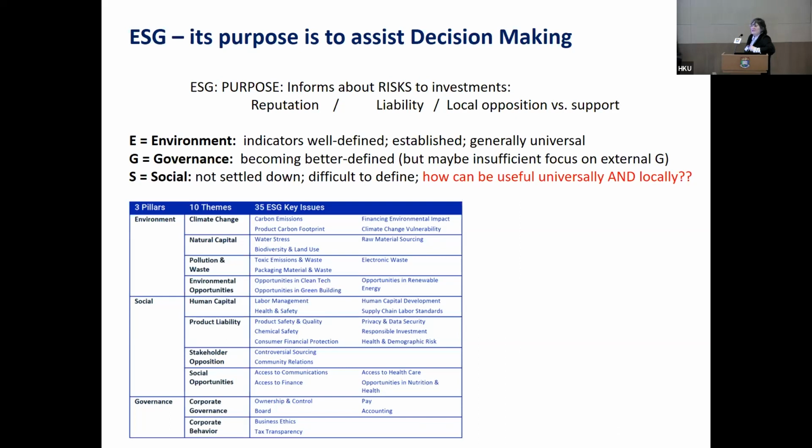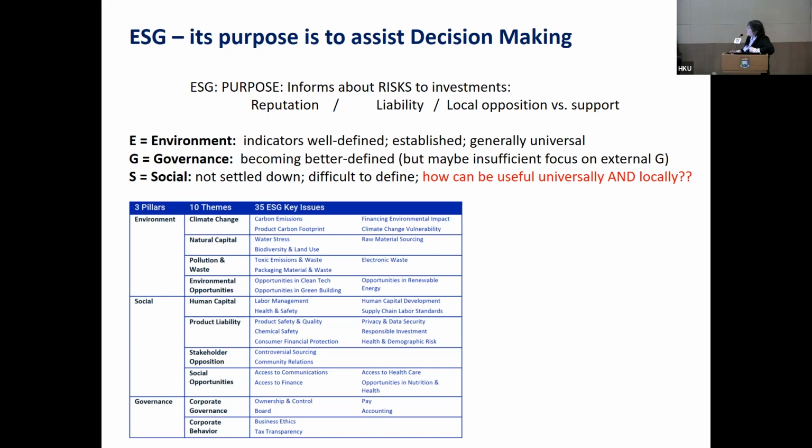So you have the E and the S and the G components, and the E is pretty well established. We know what good environmental measurements should look like. We know where we're going to go and find them. Governance, I would say, depends whether you're going to look at internal or external governance. Internal for the corporate is not so hard to define. External could be really tricky. So it's got a little way to go still.